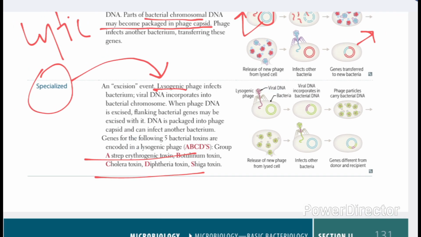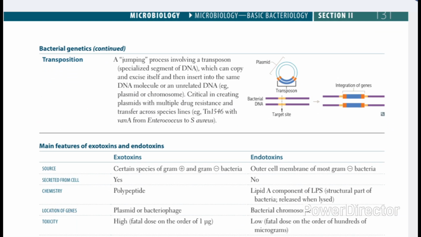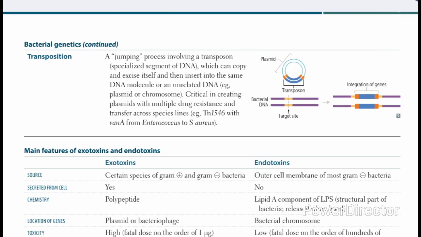Then last, and uncommon, transfer of genetic material happens with transposition. Transposition is basically a jumping process that involves a transposon, which is a specialized segment of DNA that can copy or excise itself and then insert into the same DNA molecule or an unrelated DNA molecule, such as the plasmid or chromosome of another bacteria. It is critical in creating plasmids with multiple drug resistance and transfer across species lines, such as the transfer of a mutation from Enterococcus to Staph aureus, which provides its resistance to vancomycin.